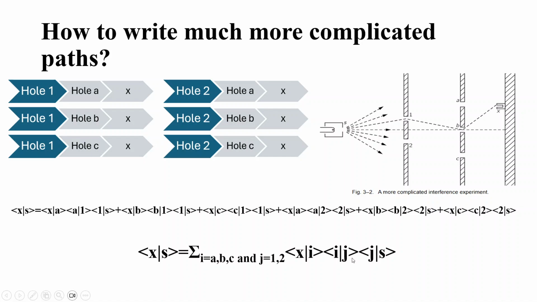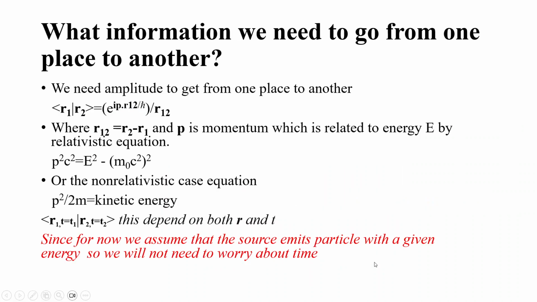This is the generalized form of it. So what information do we need to go from one place to another? We need amplitude to get from one place to another. If we are going from R2 to R1, this is the amplitude for it, where R12 is the difference of the R2 minus R1 vectors.